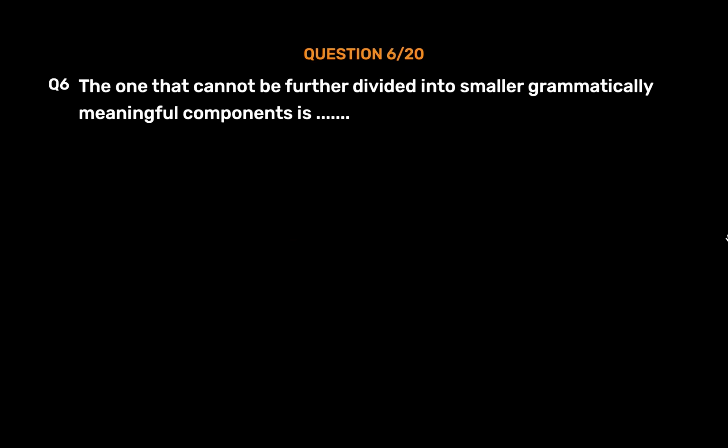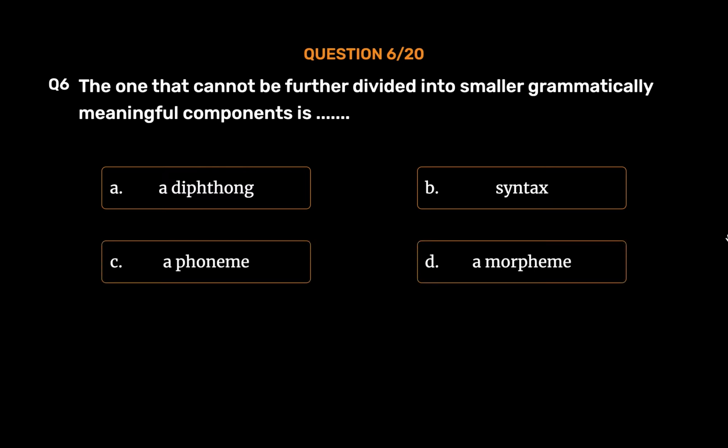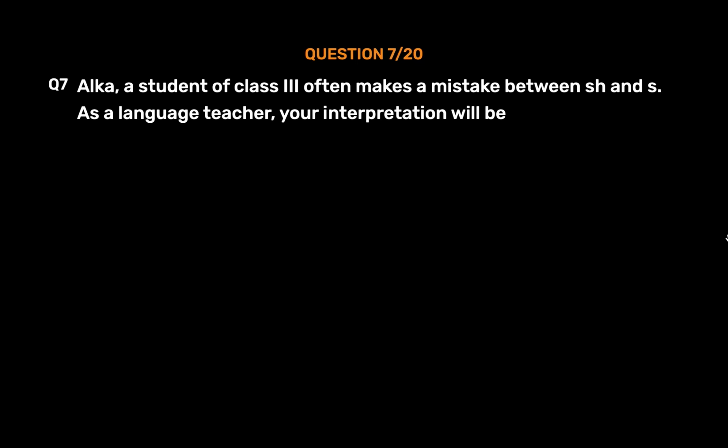Question number 6. The one that cannot be further divided into smaller grammatically meaningful components is Option A. A diphthong. Option B. Syntax. Option C. A phoneme. Option D. A morpheme. The correct answer is Option C. A phoneme.